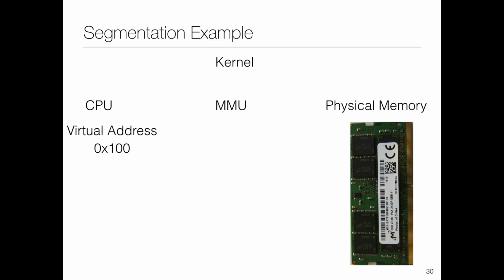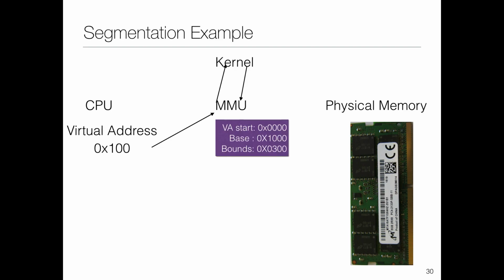So let's take an example of segmentation now. Let's say we start with virtual address 0x100. What happens next? It goes to the MMU, which then goes to the kernel, which will come back with the segment. It will come back with three things: base, bounds, and start. The kernel will look at the virtual address and see whether this belongs to some segment or not. If it doesn't belong to any segment, you'll get a segmentation fault. But if it belongs to some segment, you will be returned that particular segment's set of registers: the virtual address start, the base, and the bound.